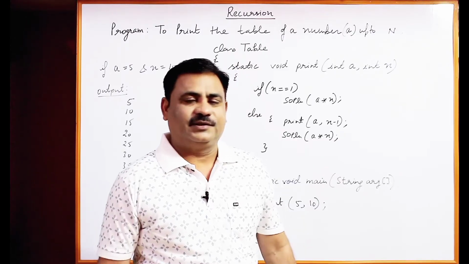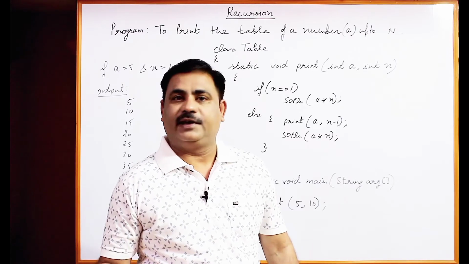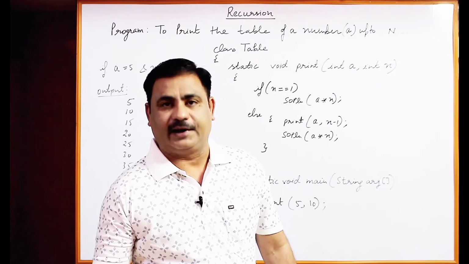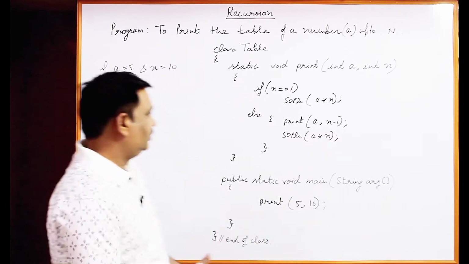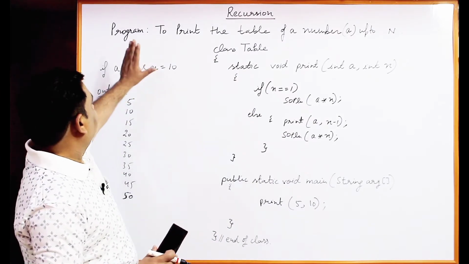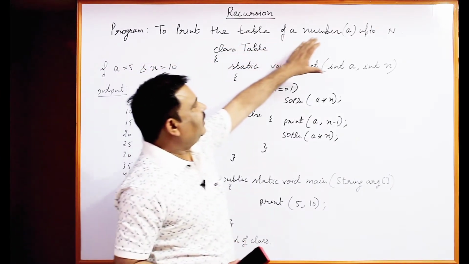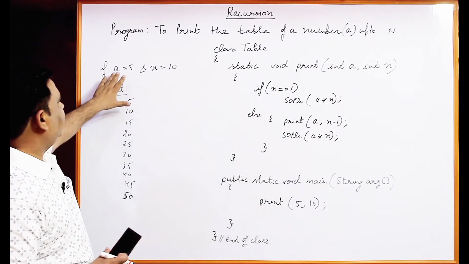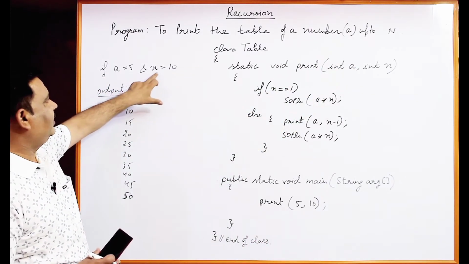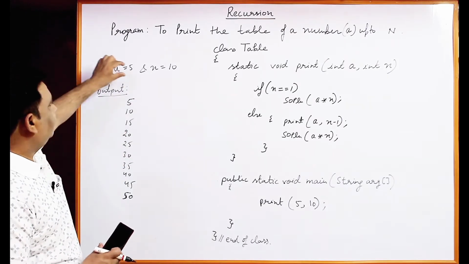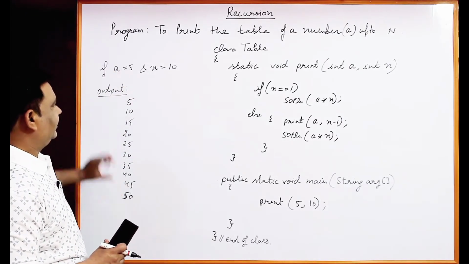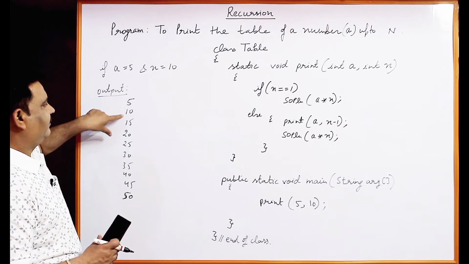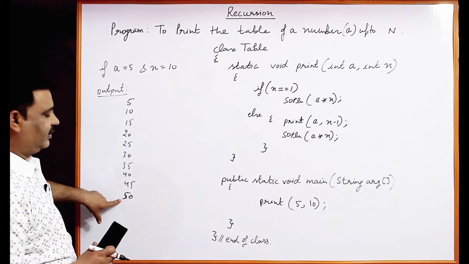Next program is to print the table of a number up to n. Up to n means, see the example: program to print the table of a number a up to n. Example, if a equal to 5 and n equal to 10, then table of 5 up to 10: 5 1 ja 5, 5 2 ja 10, 5 3 ja 15, up to 5 10 ja 50.